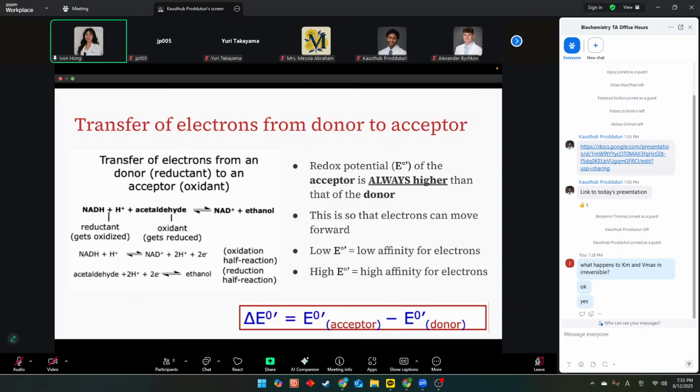Each time the electrons are passed from complex 1 to 2 to 3 to 4, the redox potential of the next complex in the lineup will always be higher than the previous one, so that they're able to accept the electrons. Low electron potential means low affinity, high electron potential means high affinity. The more positive you get, the higher it is. So in the electron transport chain, the highest redox potential in the pathway would be oxygen because it is the final acceptor, and therefore it would have the highest E naught prime. Okay, so next slide.